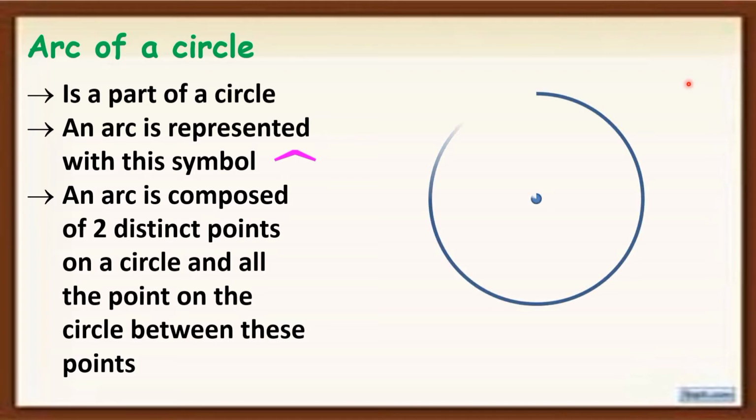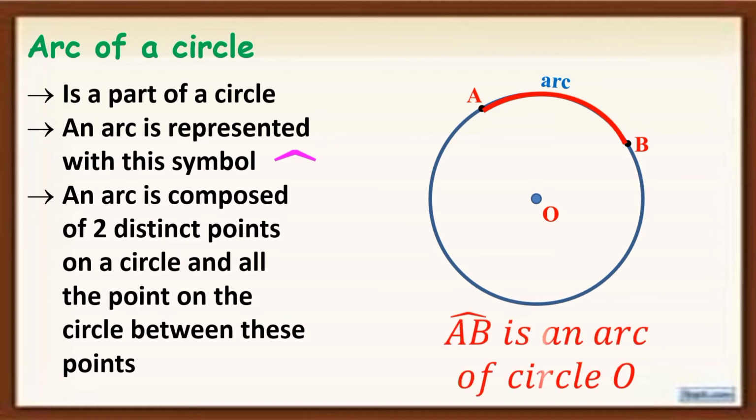So this one is a circle and I'm going to name this circle as circle O. For example, we have this point A on the circle and another point, and I'm going to name it as point B, and it is also on the circle. If we connect point A and point B and all the points between point A and point B on the circle, you can form an arc. So therefore, in this figure, arc AB is an arc of circle O.